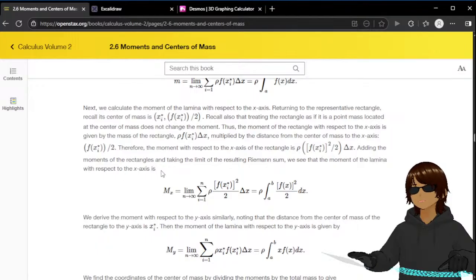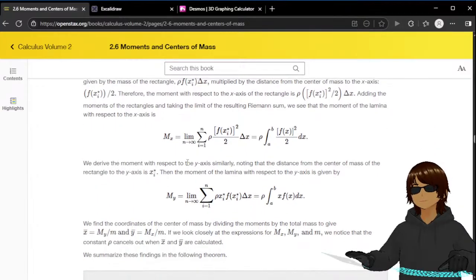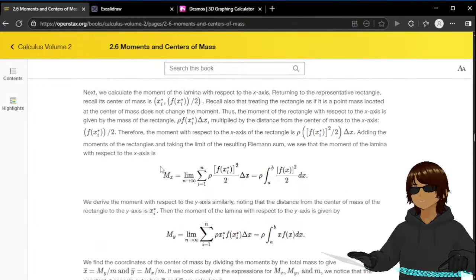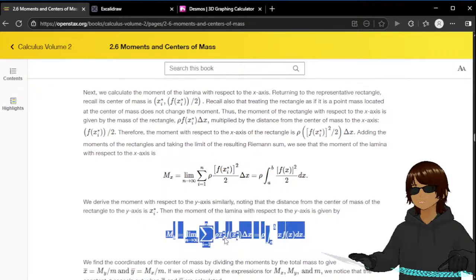Adding the moments of the rectangles and taking the limit of the resulting Riemann sum, we see that the moment of the lamina with respect to the x-axis is, we take the limit and we take the rho, the density, out, and then we are left with this. We can take 2 out as well, right? The moment with respect to y is, so rho times f of x star times delta x, that's the mass, and the distance of the rectangle is just the x_i value. So we have rho, the integral of x f of x.